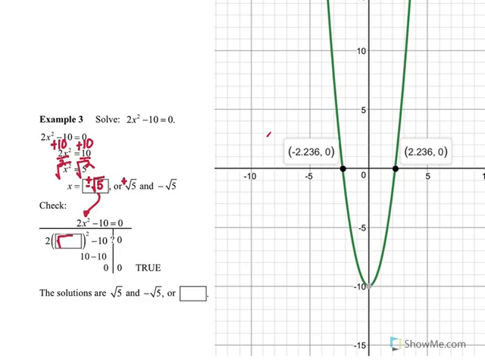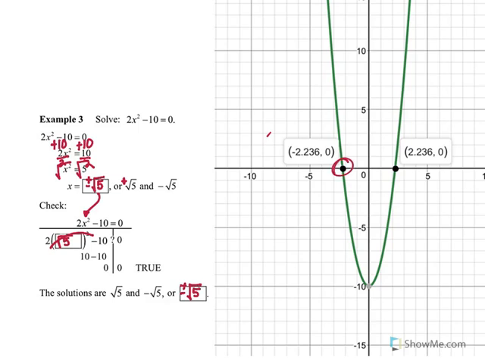So when I take the square root of 5, I know that the square root and the square cancel, so I just have 2 times 5, which is 10, and 10 minus 10 is 0, so this is true. So again, the solutions are positive square root 5 and negative square root 5, or written more simply, plus or minus the square root of 5.